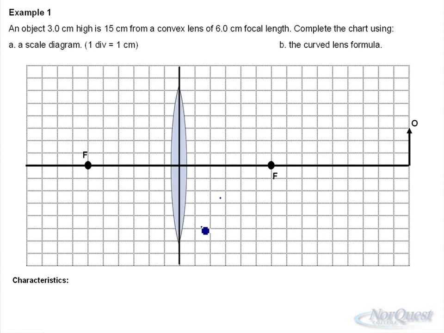First thing we're going to do, draw the lens, draw the focal points, draw the object, all to scale. So the object's 3 centimeters high and 15 centimeters away from the lens, 15 spaces, 3 high. The focal points I draw on both sides. That's a little different than mirrors. Focal point 6 centimeters from the lens on both sides.